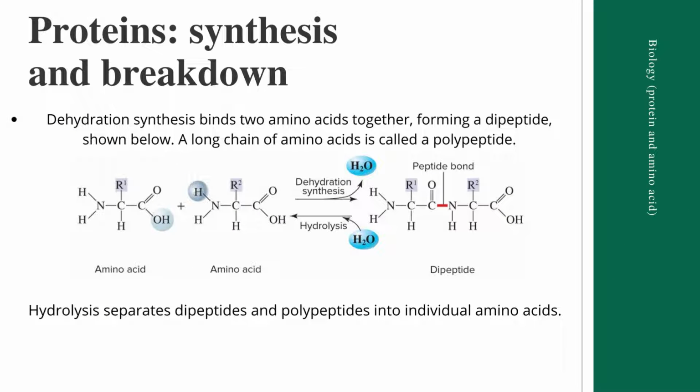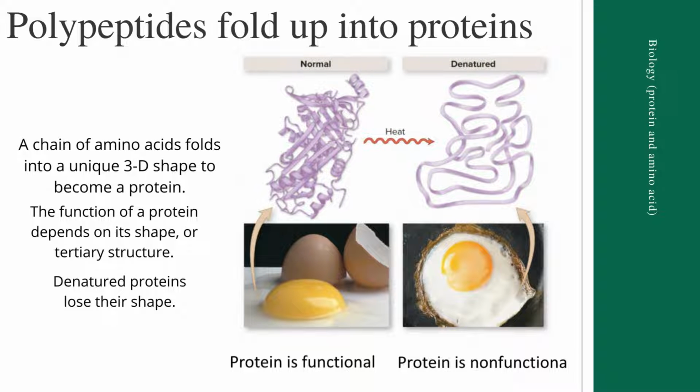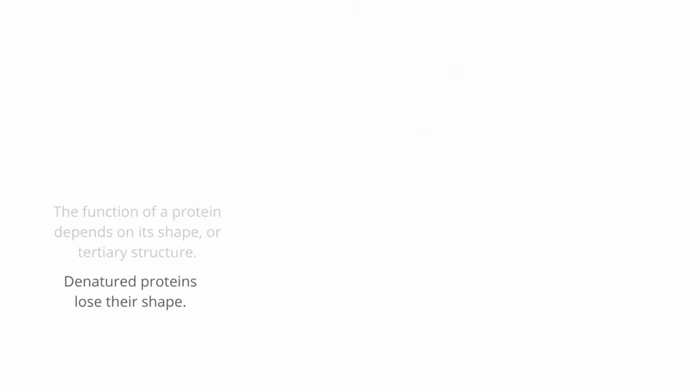Proteins synthesize and break down. Dehydration synthesis binds two amino acids together, forming a dipeptide, shown below. A long chain of amino acids is called a polypeptide. Hydrolysis separates dipeptides and polypeptides into individual amino acids. Polypeptides fold up into proteins. A chain of amino acids folds into a unique 3D shape to become a protein. The function of a protein depends on its shape, or tertiary structure.